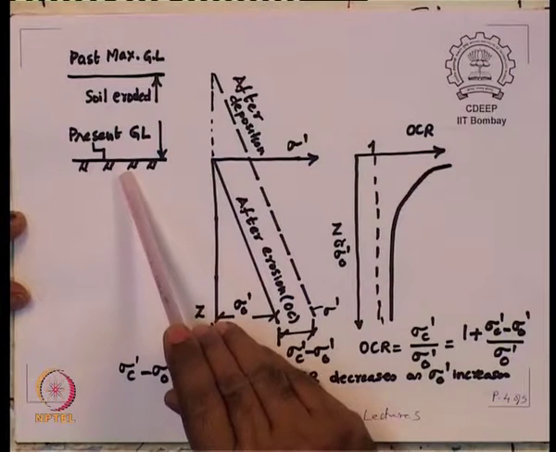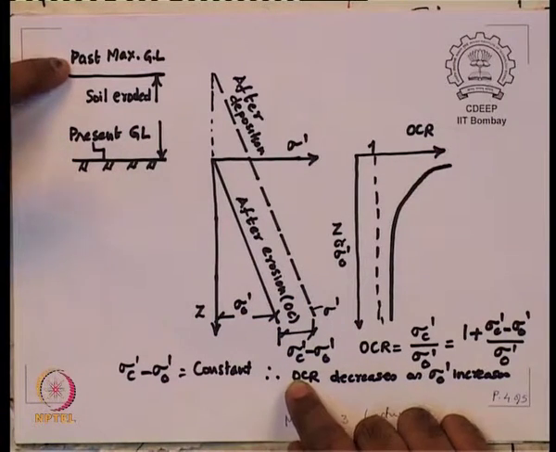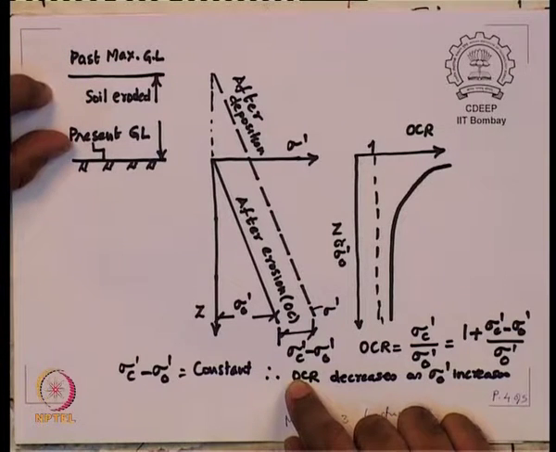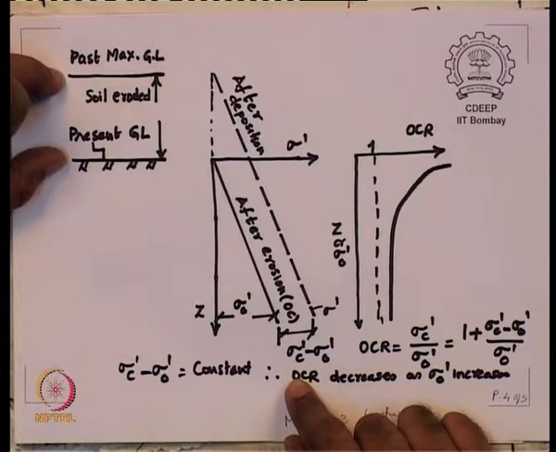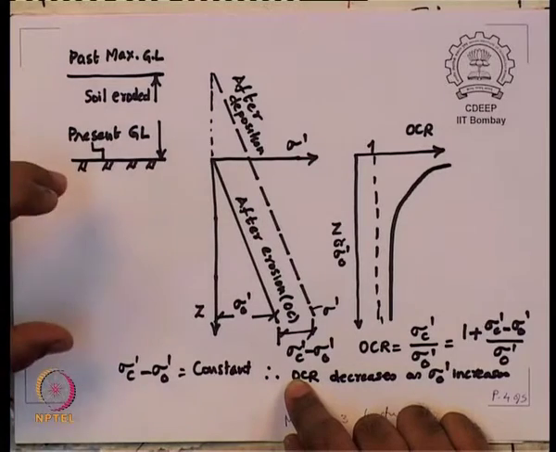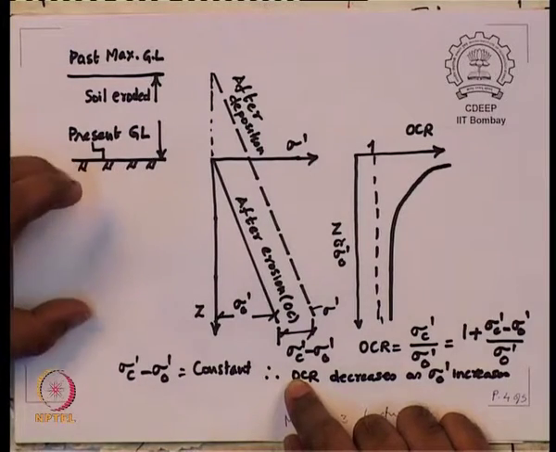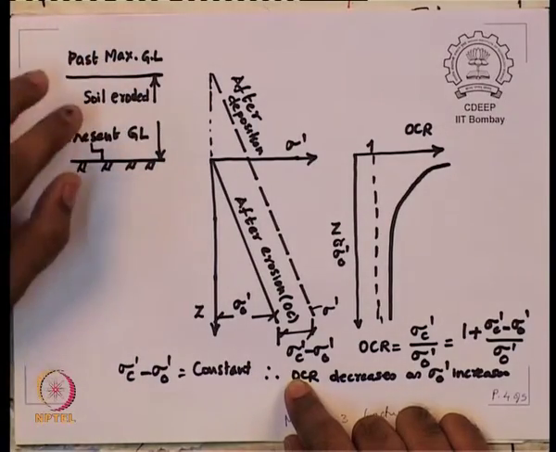Whereas in the case of over consolidated clay, this is the present ground level, but the past maximum ground level was here. This can be with ice or soil, where it would either have been subjected to erosion, or the ice which was actually there was subjected to glaciation. So the overburden which was there in the past will not be existing now, but in the past the soil was subjected to it.